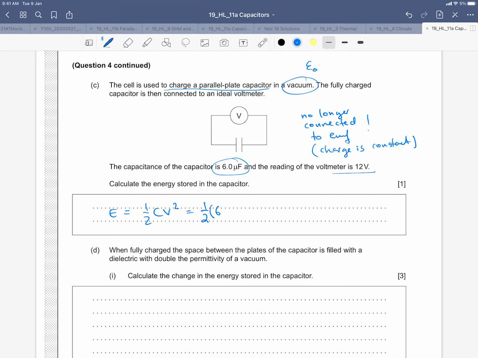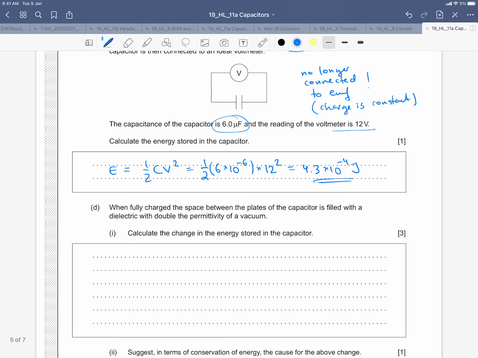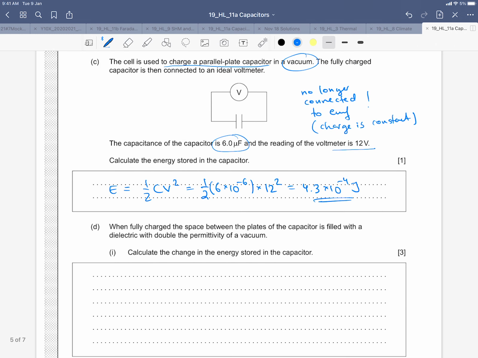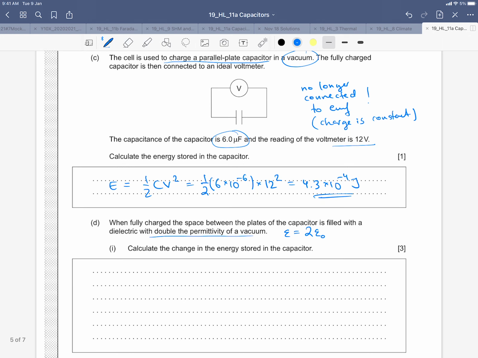We have 6 micro. Did I say nano before? I meant microfarad, times 12 squared, and that gives us something like 4.3 times 10 to the negative 4 joules. When it's fully charged, the space between the plates is filled with a dielectric with double the permittivity of vacuum. So we are doubling the permittivity. And how does that change the energy stored?